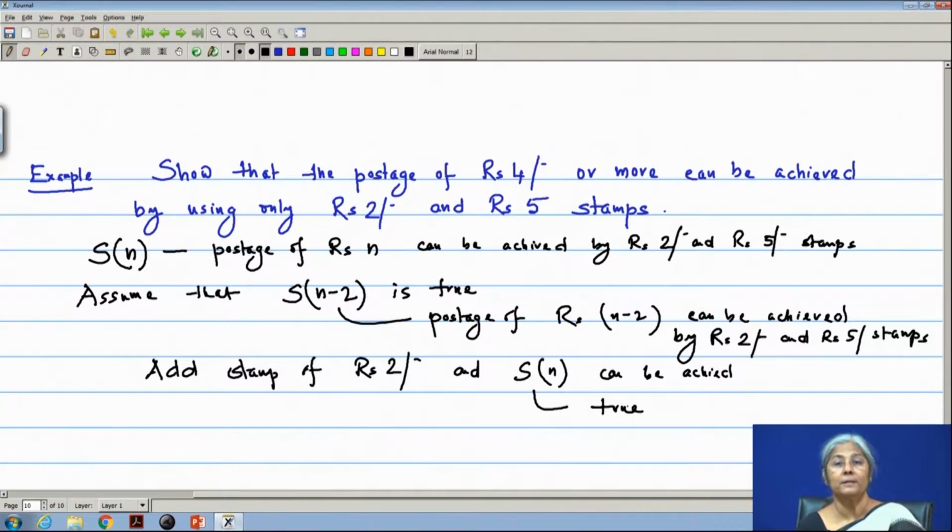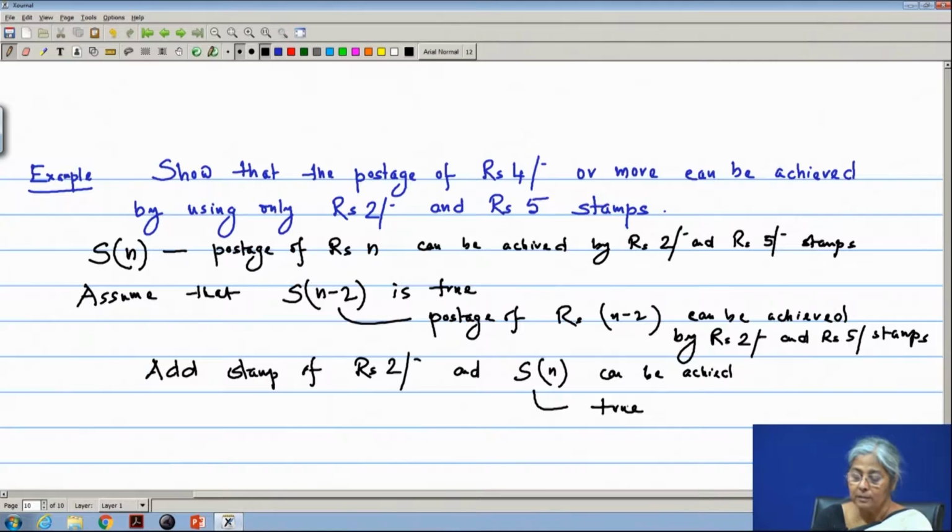So, that means it is very simple. If we can see that Sn minus 2 is true, then we will add each time only a rupees 2 stamp and we will get that it is true for all values of n.